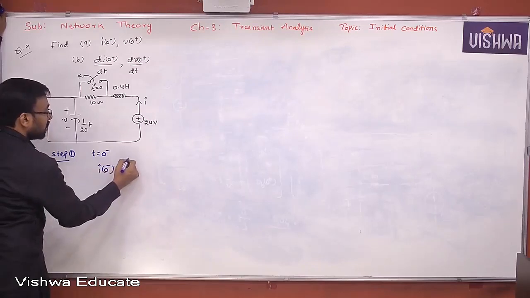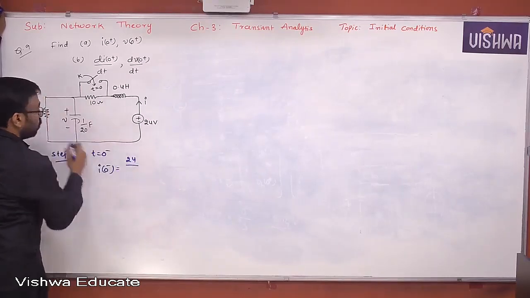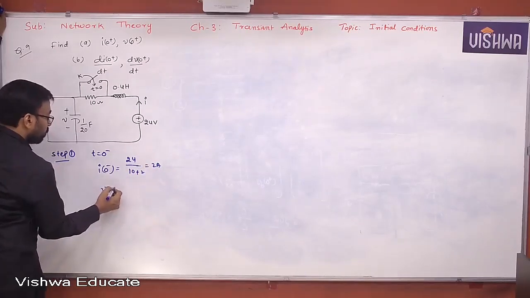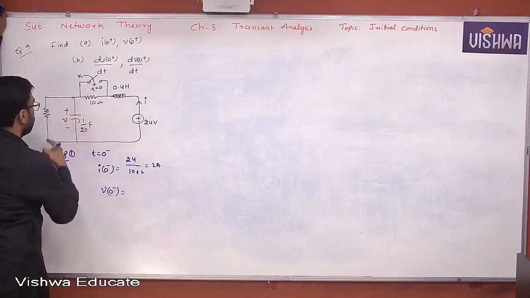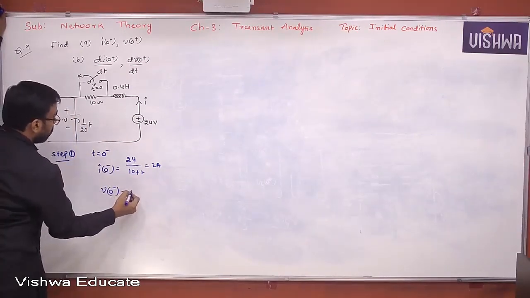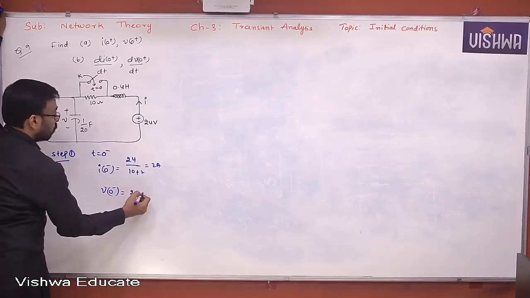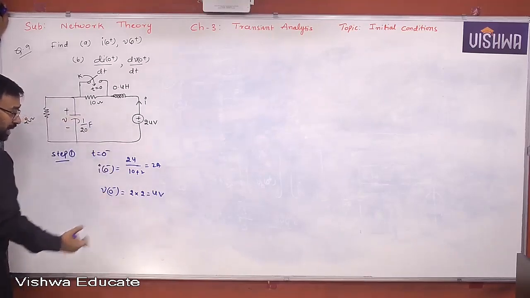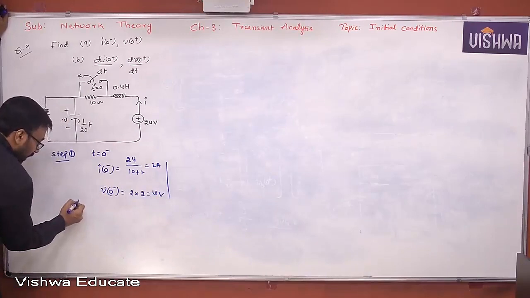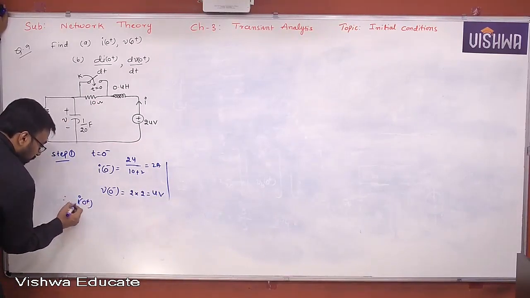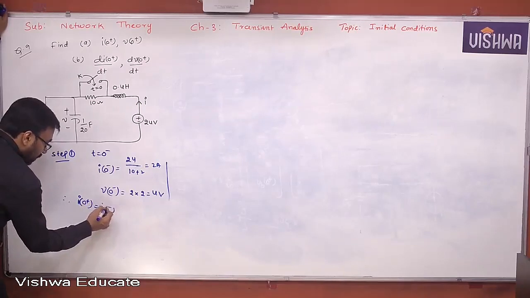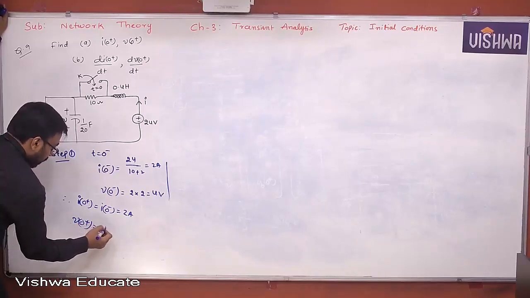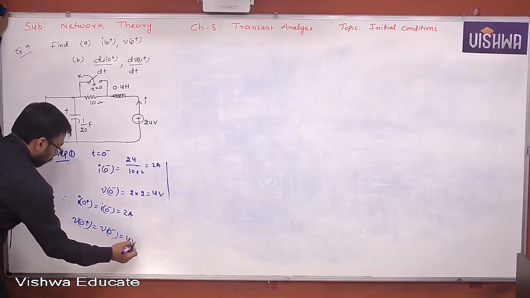So I of 0 minus is 24 by 10 plus 2, 12. Therefore, it is 2 amperes. Then what is V of 0 minus? The same 2 amperes is flowing up to this. This is the voltage across 2 ohm. Therefore, 2 into 2, that is 4 volts. Or else you can say 2 by 2 plus 10 into 24. The same answer you get. Then finally, I of 0 plus is nothing but I of 0 minus, 2 amperes. V of 0 plus is equal to V of 0 minus, 4 volts.